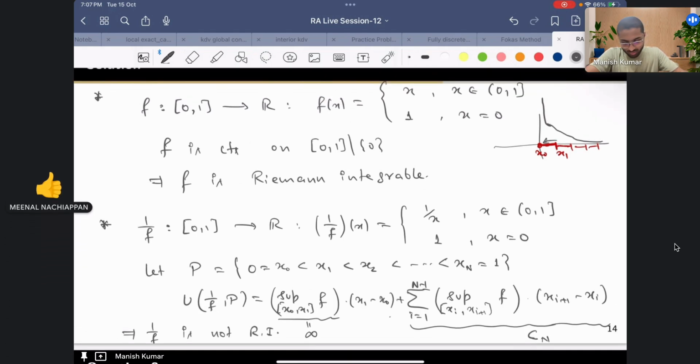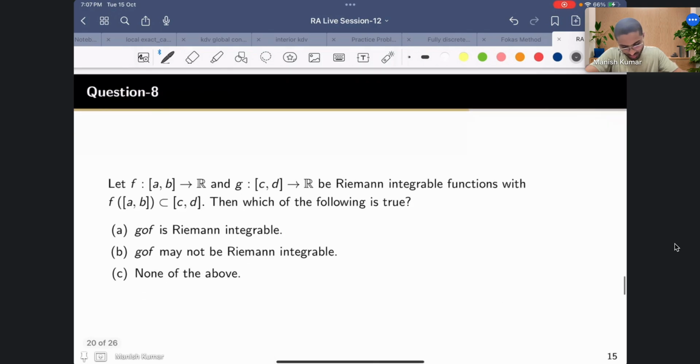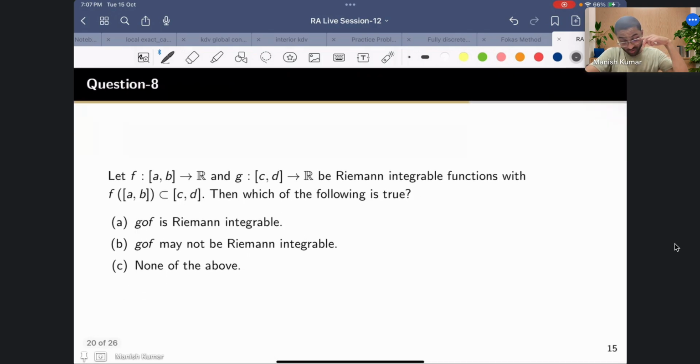Okay, so now let's proceed to the next problem. Suppose you have functions f and g which are Riemann integrable, and f of [a,b] is contained in [c,d], which is the domain of g. So basically you can define the composition g composed f. This condition tells you that g composed f is well defined. Then if f and g are Riemann integrable, can you say that g composed f is also Riemann integrable? That's the question: does the composition of two Riemann integrable functions give you a Riemann integrable function?